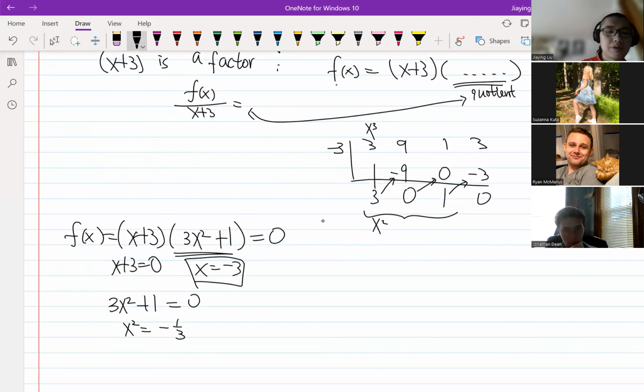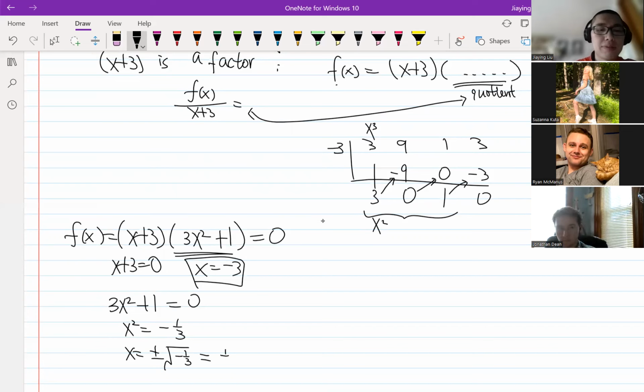And I can take the square root, so x equals plus or minus the square root of -1/3. Now, I know we didn't talk about complex numbers, so we assume that you already know them. Every time we take the square root of a negative number, so the square root of -1, that's the complex number i.